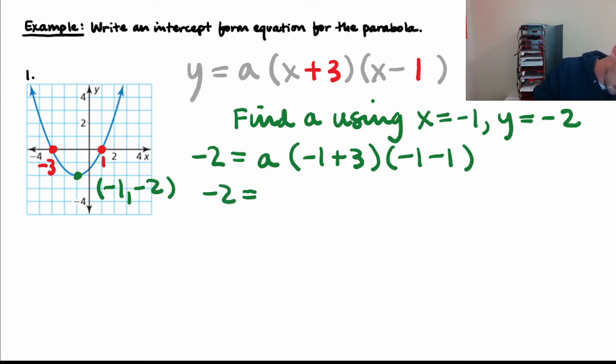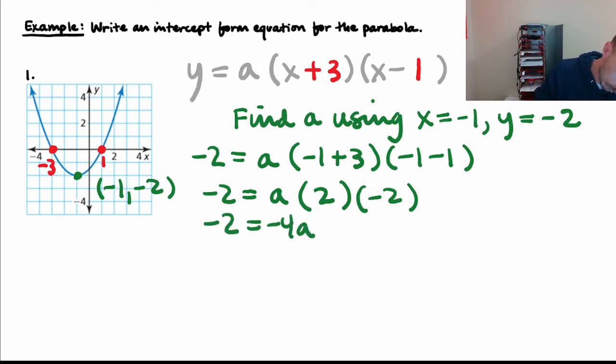So this is -2 equaling a times +2 times -2. So -4a equals -2. Then I could divide both sides by -4, and I would see that a is -2 over -4, which is +1/2. Then I'll just go back in and plug in there, and I've got myself an intercept form equation for that parabola.